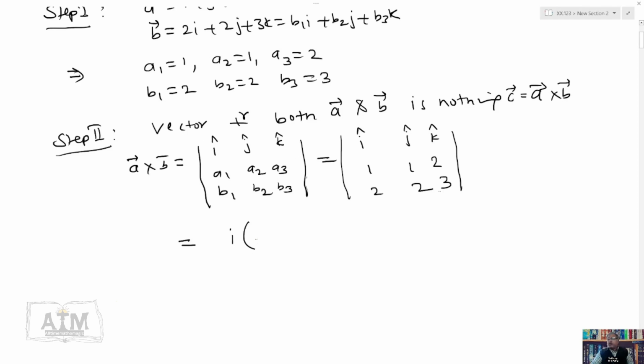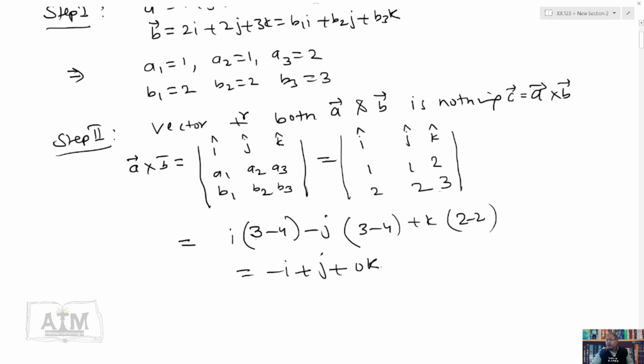Therefore A cross B is equal to the determinant of i, j, k, a1, a2, a3, b1, b2, b3. Here we have kept the values of a1, a2, a3, 1, 1, 2, and values of b1, b2, b3, that is 2, 2, 3. Now expanding the determinant, we get 3 minus 4, minus j and 3 minus 4, plus k, and here is 2 minus 2. So we get minus i and plus j plus 0k. Whenever the 0k is there, we don't write it. Therefore, A cross B is nothing but minus i plus j.